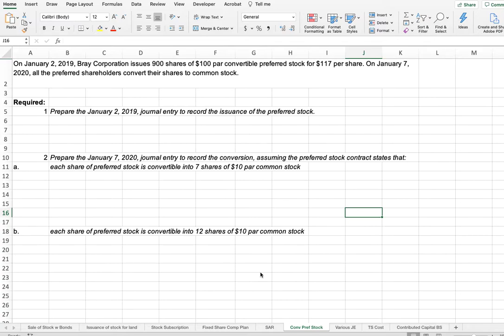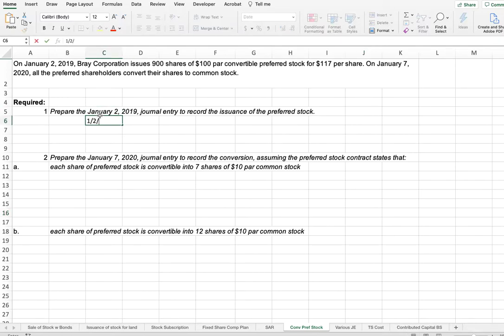Stock problem now. On January 2nd, 2019, Bray Corporation issues 900 shares of $100 par convertible preferred stock for $117 per share. On January 7th, 2020, all the preferred shareholders convert their shares to common stock. Part 1. Prepare the January 2nd, 2019 journal entry to record the issuance of preferred stock.